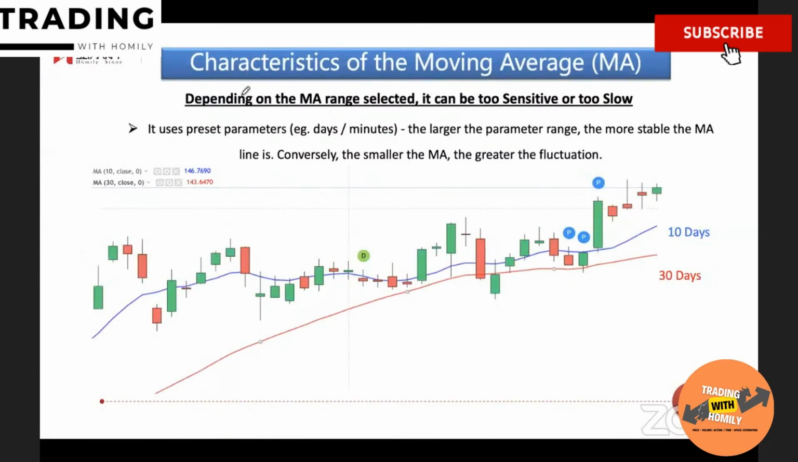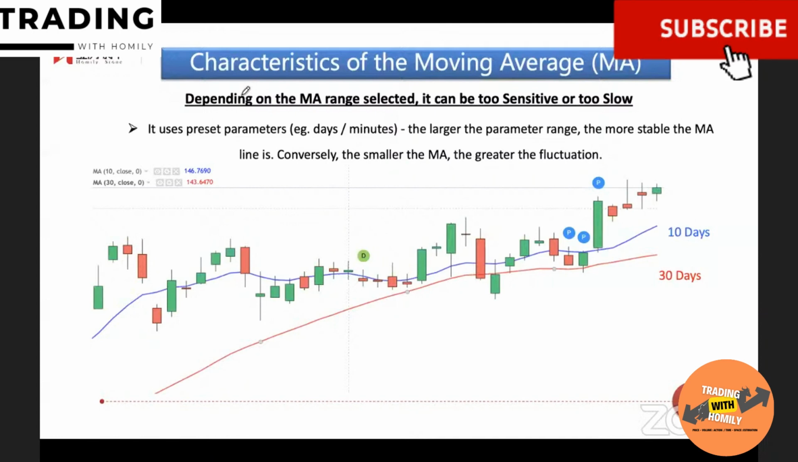Depending on the moving average range selected, it can be too sensitive or too slow. It uses preset parameters such as day to minutes. It can even go to week and month, which I'll teach you all how to do later. Okay, the application will be done later as well. So therefore, the class will be a little bit on the lengthy side of things.